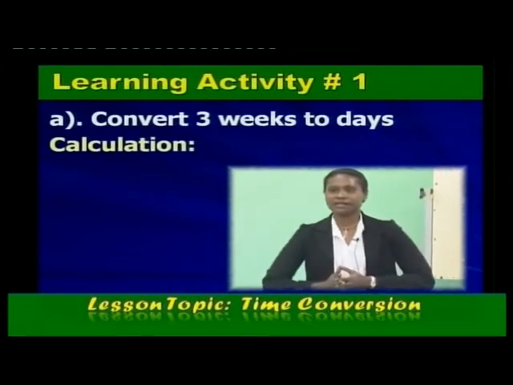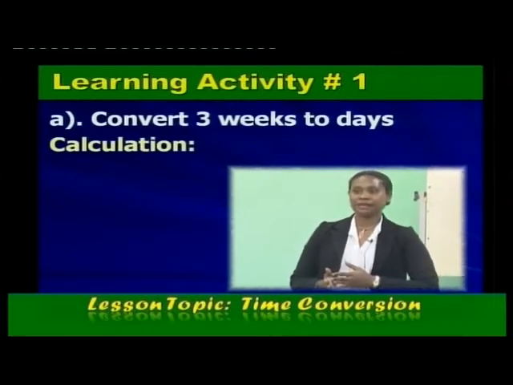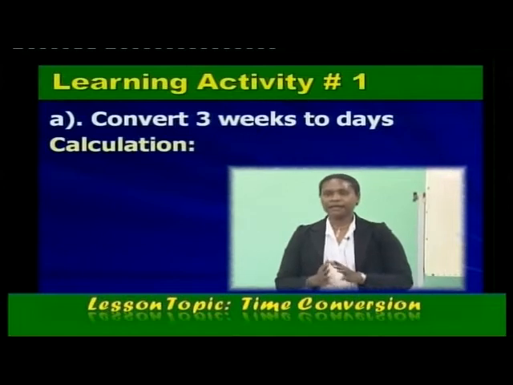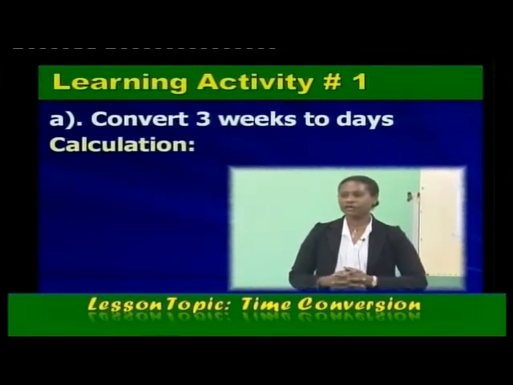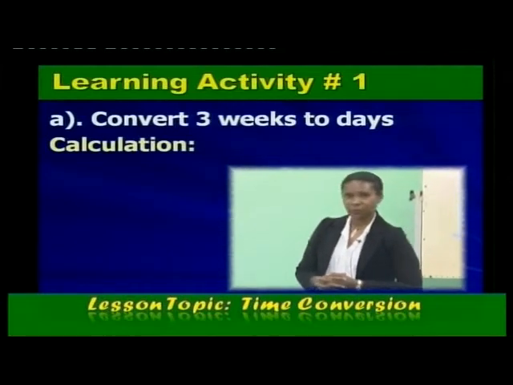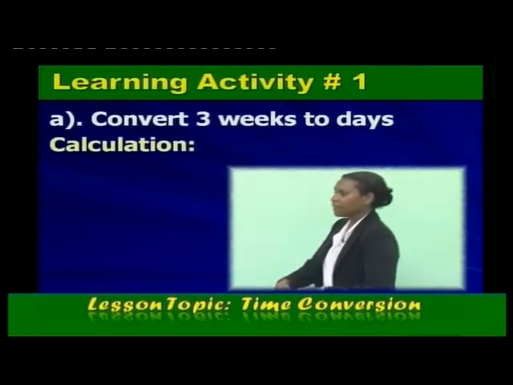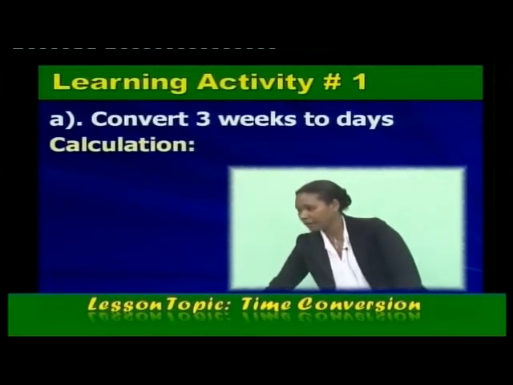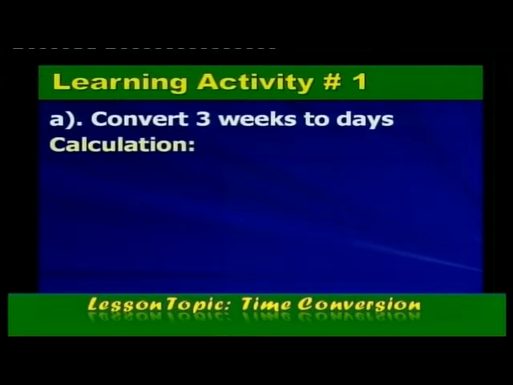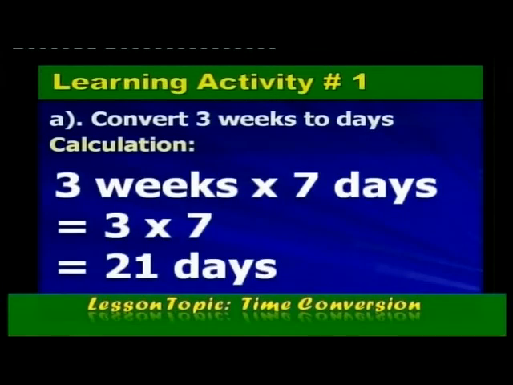7 represents the number of days that makes up 1 week. Here we are trying to work out how many days there are in 3 weeks. So very good, Helen. This is what I am expecting 6s and receiving students should have come up with. 3 weeks times the number of days, which is 7. We are multiplying here because we are converting a bigger unit to a smaller unit. Don't forget.